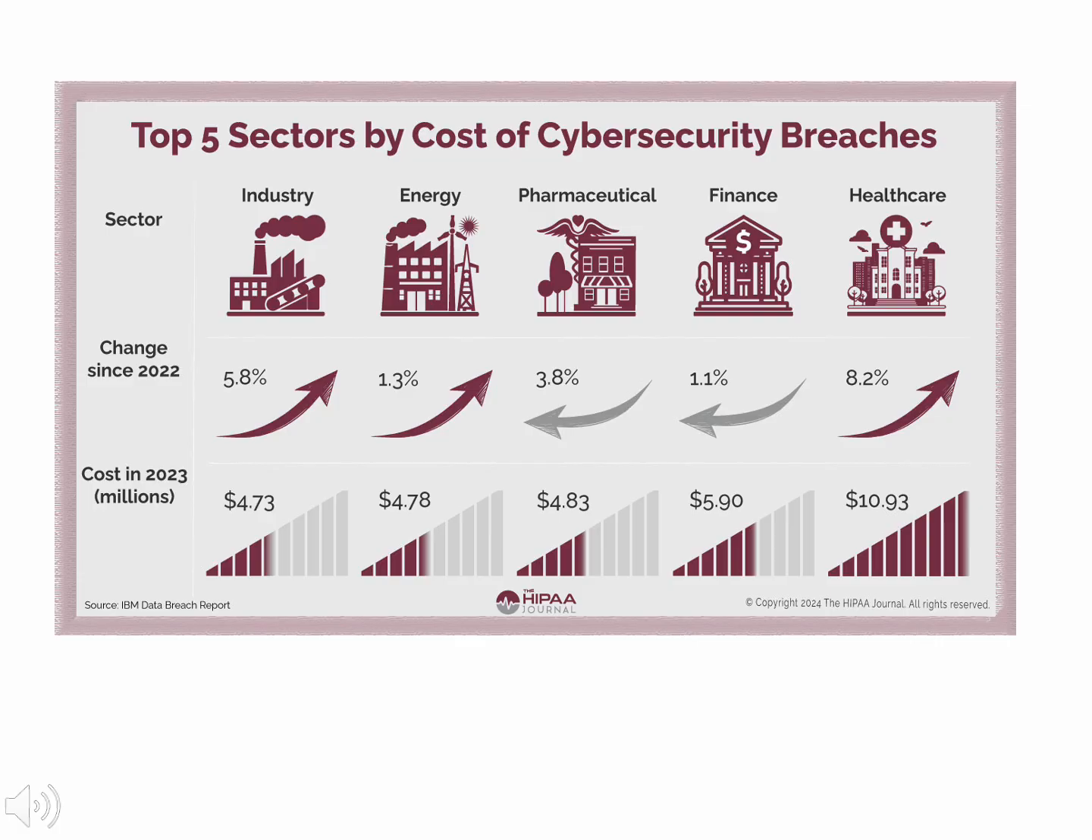Next is the financial sector, where breaches cost an average of $5.90 million, up 1.1% from the previous year. The pharmaceutical sector follows, with breach costs averaging $4.83 million, reflecting a 3.8% increase. In the energy sector, the average cost is $4.78 million, a 1.3% rise compared to 2022. Finally, the industry sector sees breach costs of $4.73 million, with a significant 5.8% increase over the prior year.